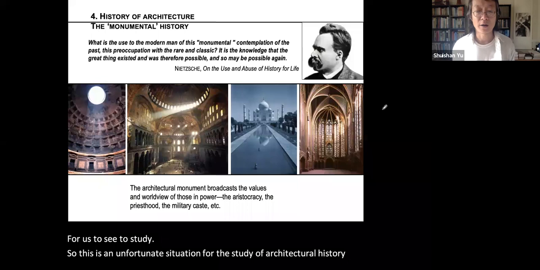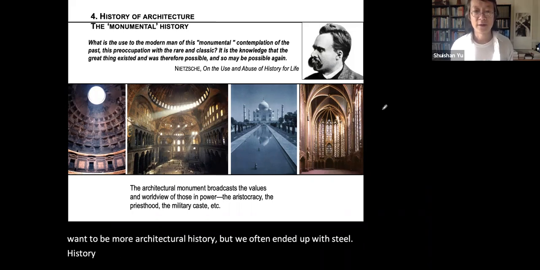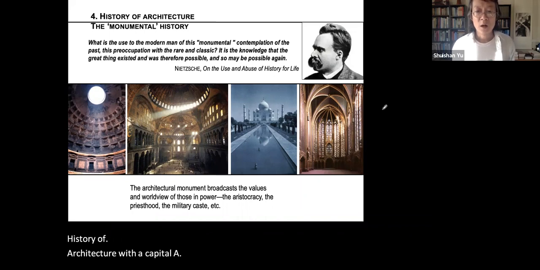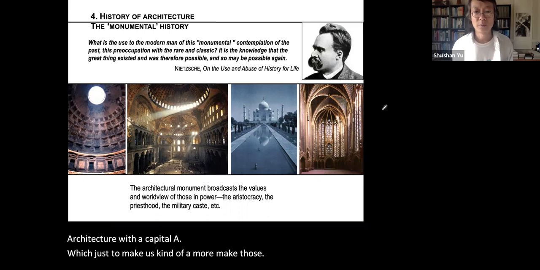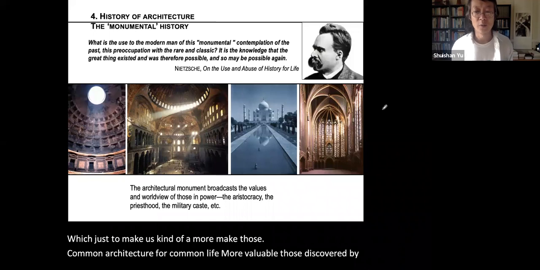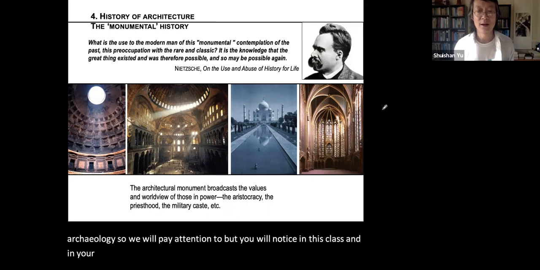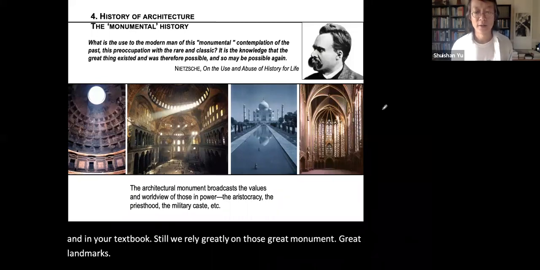We want to be more architectural history, but we often end up with still a history of architecture with a capital A, which just makes those common architecture for common life more valuable, those discovered by archaeology. So we will pay attention to that, but you will notice in this class and in your textbook, still we rely greatly on those great monuments, great landmarks. So on one hand, there is a problem.